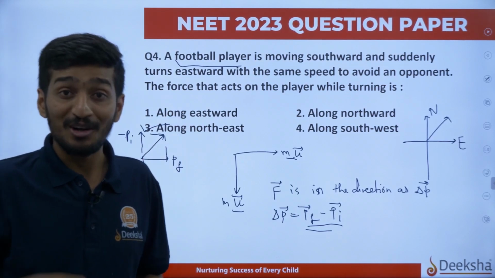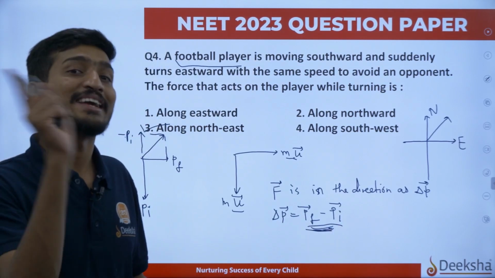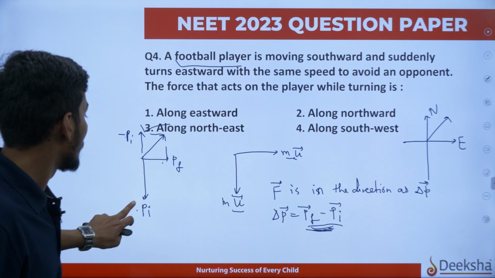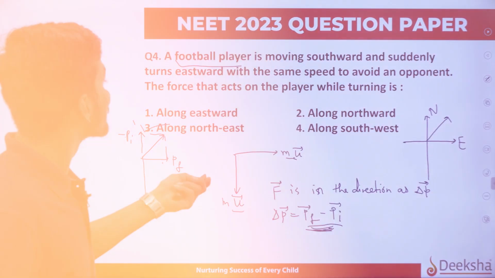How simple is that? All you have to remember is to find out the direction of change in momentum, and that is final minus initial. So you do final minus initial and you get your answer. Option 3. Chalo, move on.